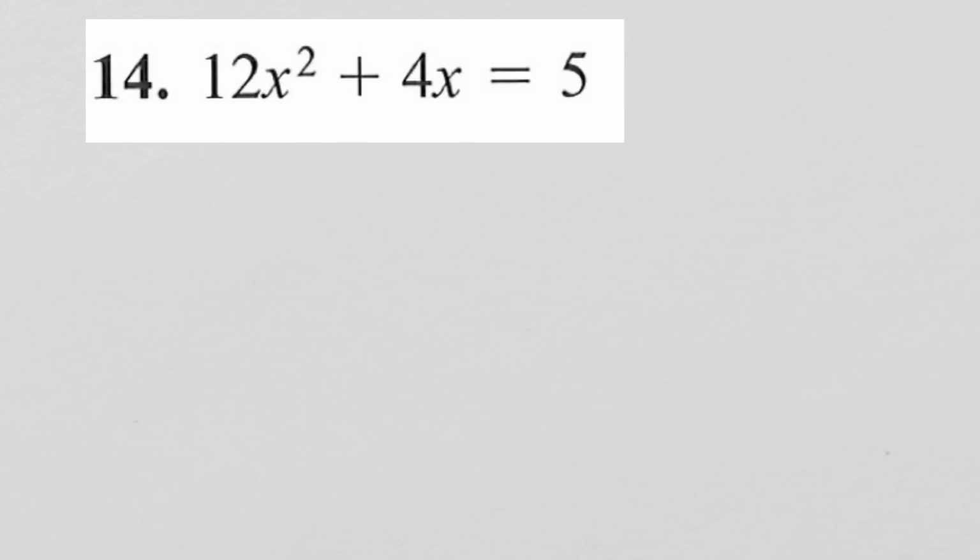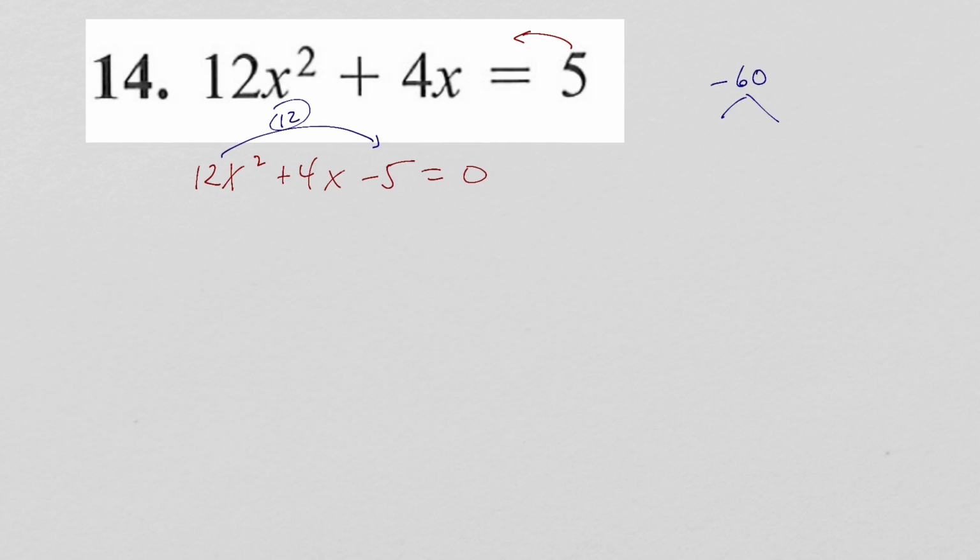Okay, the first thing we're going to do is we're going to set this equal to 0 by moving that over. And then if you use slide, divide, slide, you'll slide over the 12 and you'll get negative 60. Factors of negative 60 that give us a positive 4 is going to be, let's see, 10 and 6. So positive 10 and negative 6. And then just don't forget to divide by what you slid over.